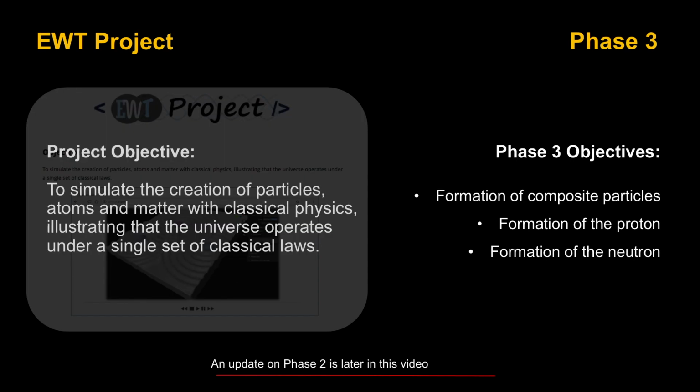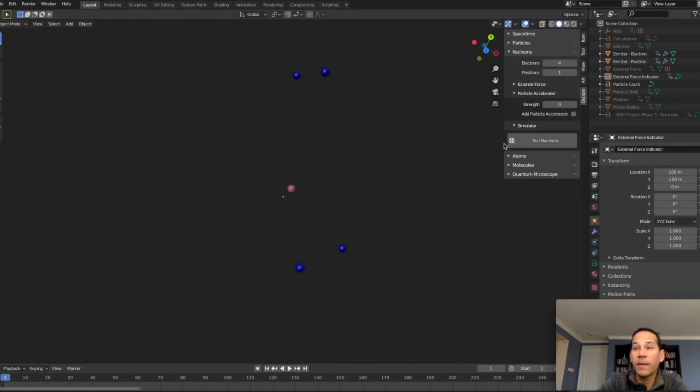So the EWT project is a refresher. It's a simulation of the creation of particles, atoms, and matter with classical physics. And phase three specifically is the formation of composite particles and the formation of the proton and the neutron, because they are going to be used when we create atoms in phase four. And I'm going to give an update on phase two, which was the elementary particles, a little bit later in this video. It's again in Blender, and this is the quantum microscope add-on for Blender. You can see it here in the tab, but you need to download it, following the instructions in previous videos.